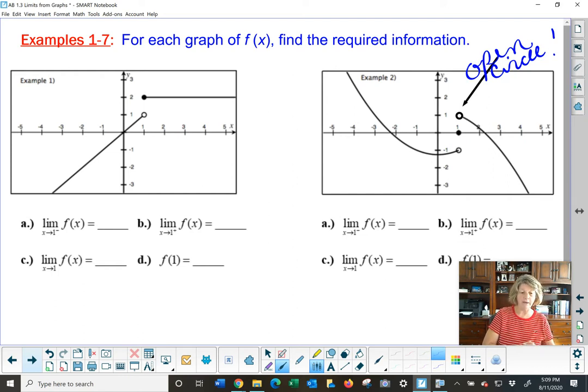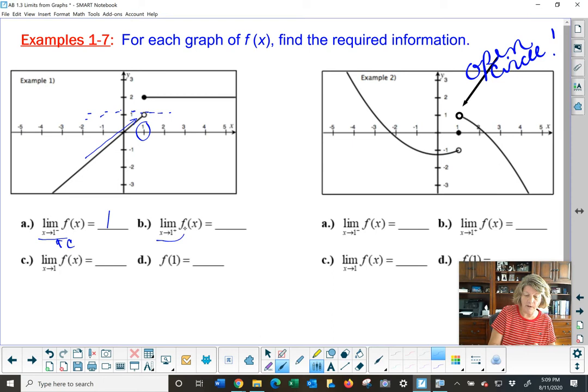All right, so for example 1, reading the notation, the limit as x approaches 1 from the left side, because it's got the minus, of f of x. So I'm going to locate 1, because my c value is 1. I'm coming in from the left side of that. That looks like it's coming into a height, trying to draw a horizontal line there, of 1.